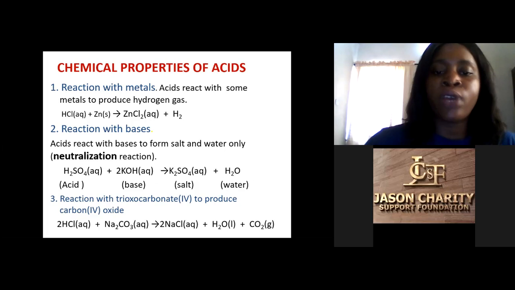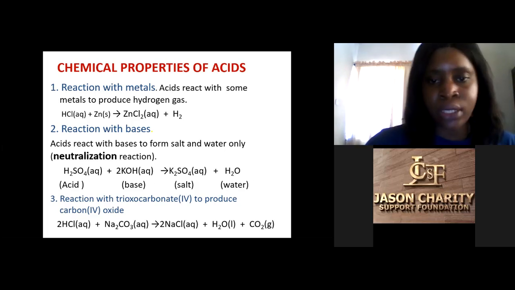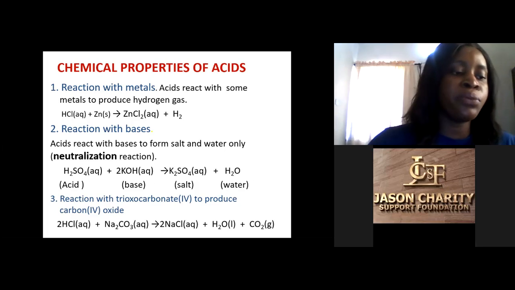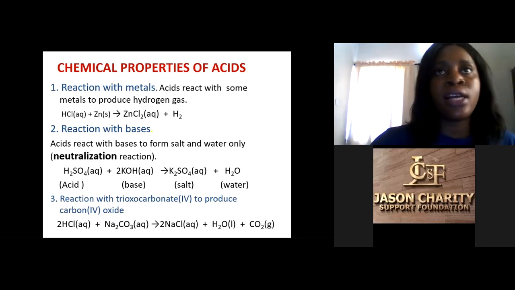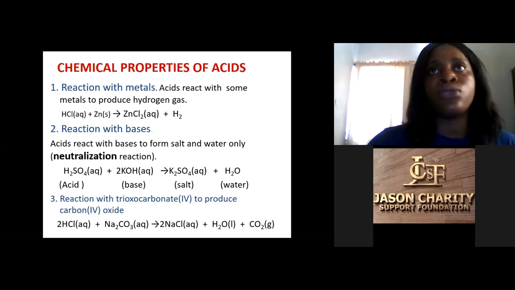So as you can see, a salt is produced, which is sodium chloride, water is produced, and then carbon 4 oxide is liberated. So a reaction between an acid and a carbonate salt will result in the liberation of a gas, which is known as carbon 4 oxide or carbon dioxide.